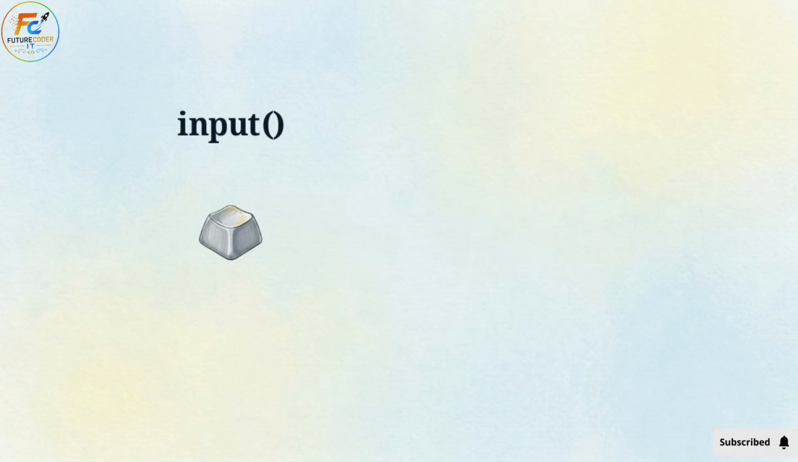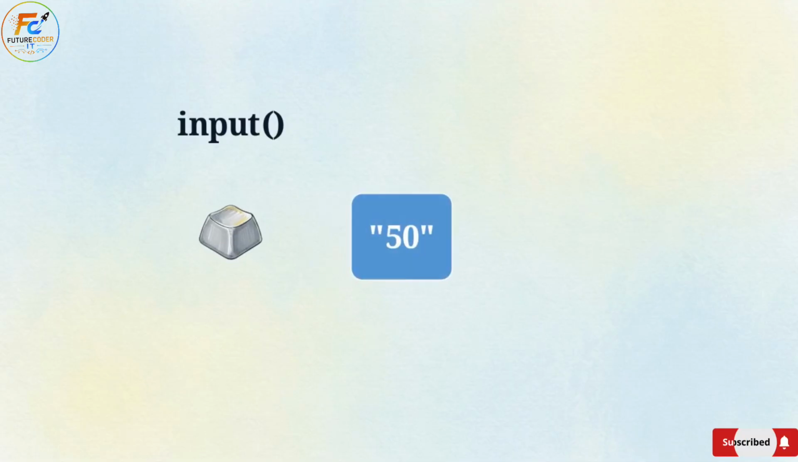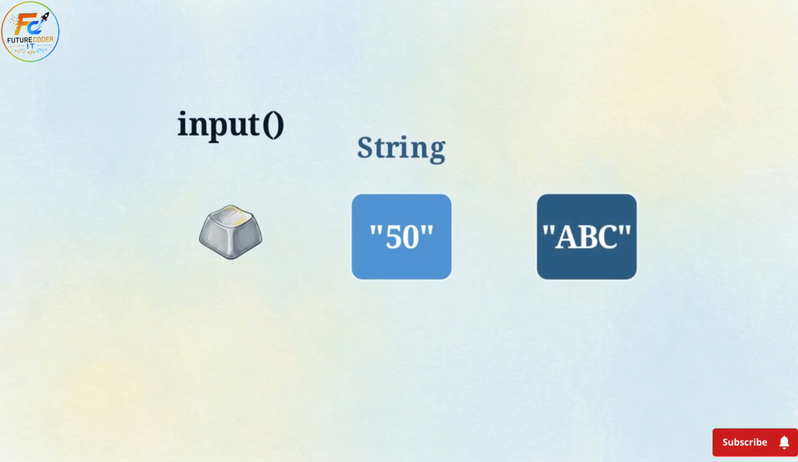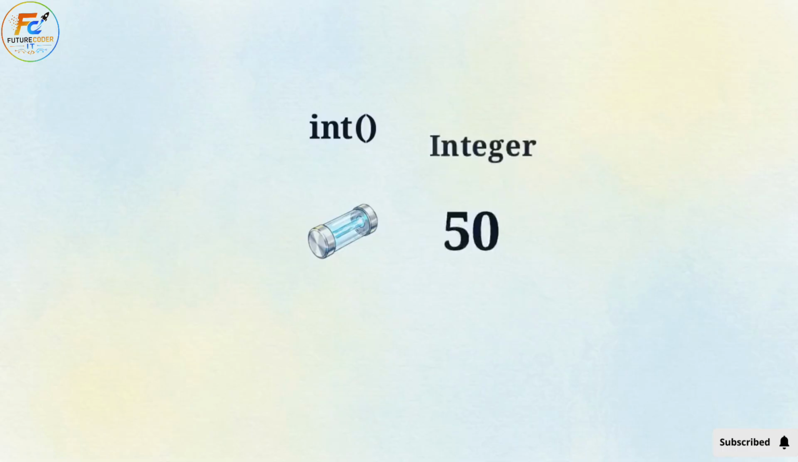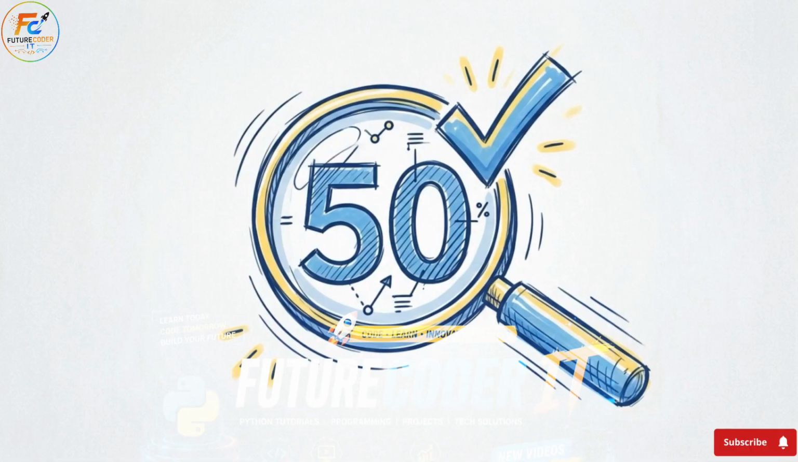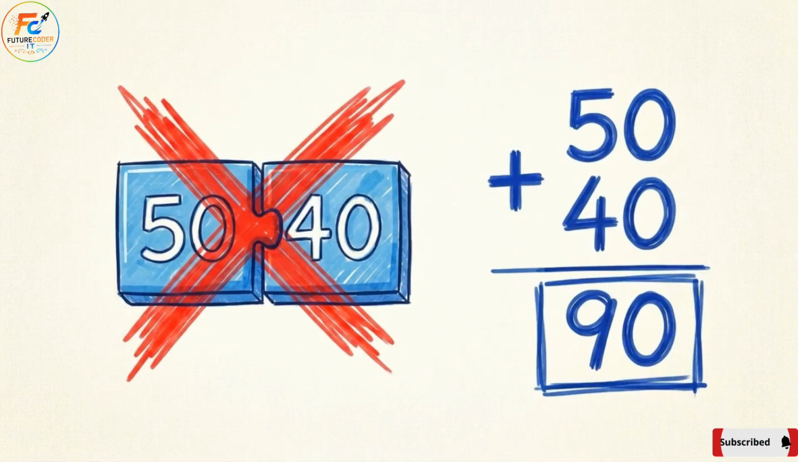This happens because the input function reads everything typed at the keyboard as plain text, what programmers call a string. As far as Python is concerned, those numbers are just characters, no different than letters. To fix this, we have to tell Python to treat those characters as mathematical integers. We do this by wrapping our input variables inside the int function. Knowing how to check and convert data types is what allows your code to actually compute numbers rather than just pasting text together.